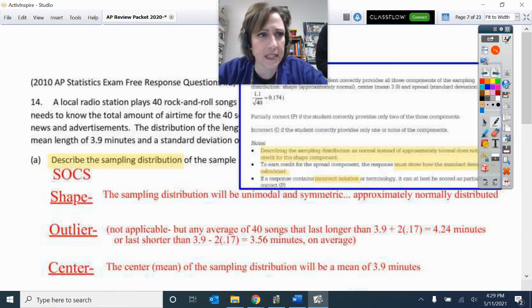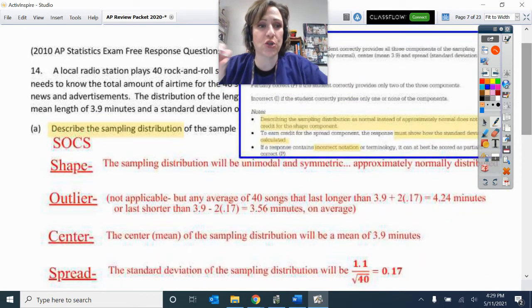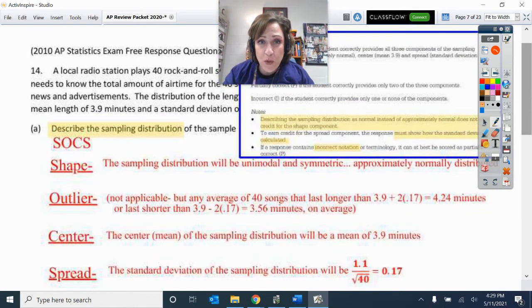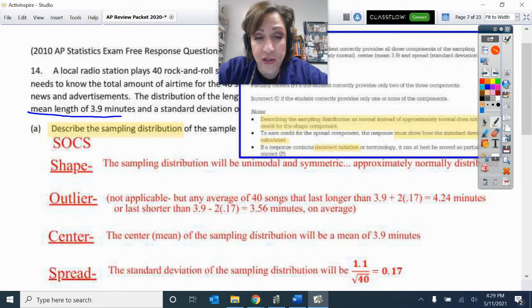All right, next. Here we have a 2010 problem where they asked you to describe the sampling distribution for samples of 40 rock and roll songs. So the sample size is 40. What that means is that, yes, the population is centered at 3.9 with a standard deviation of 1.1.